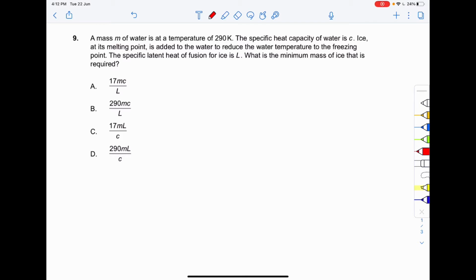Okay. So initially there is the water. So that means over here there is water. The mass of the water is m. And the initial temperature of the water is equal to how much? It's given to be 290 Kelvin. Okay, and what is happening? This is the initial state.